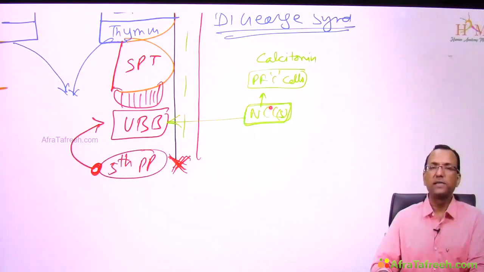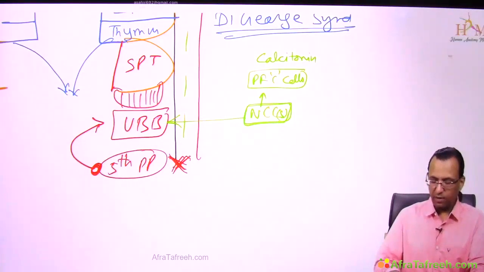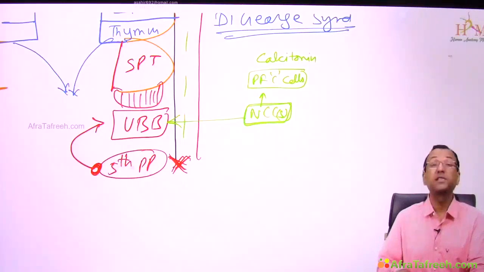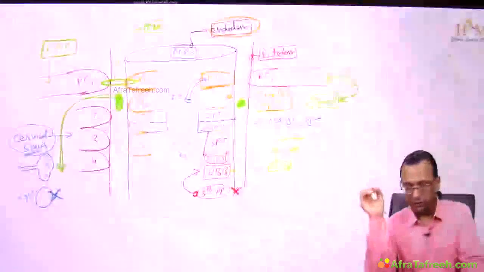And what if neural crest cell is not an option? Then the second answer, the old answer, ultimobranchial body. If that is not in the options, then the fourth pouch. And if the fourth pouch is not in the options, then the fifth pouch could be your answer, because it is also involved. This is the story I wanted you to understand. But the first answer should always be neural crest cell. So that is all we wanted to discuss in this diagram.